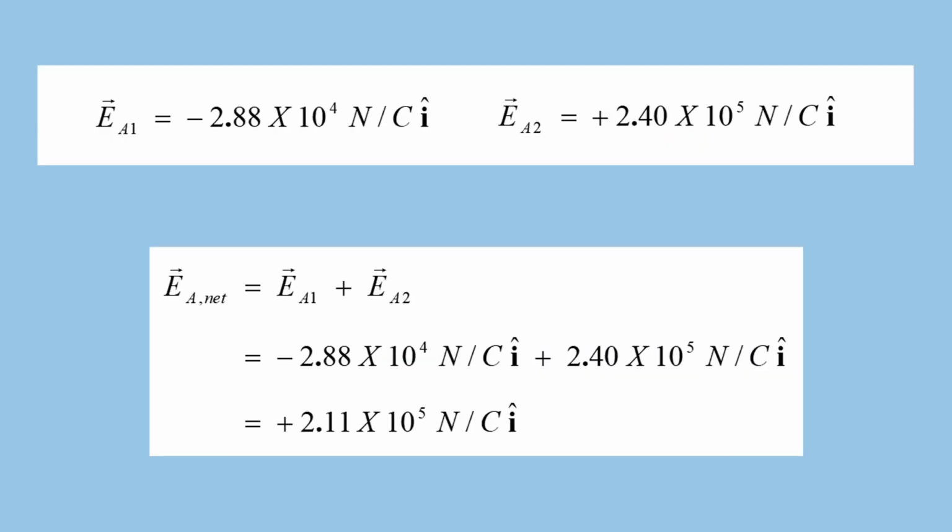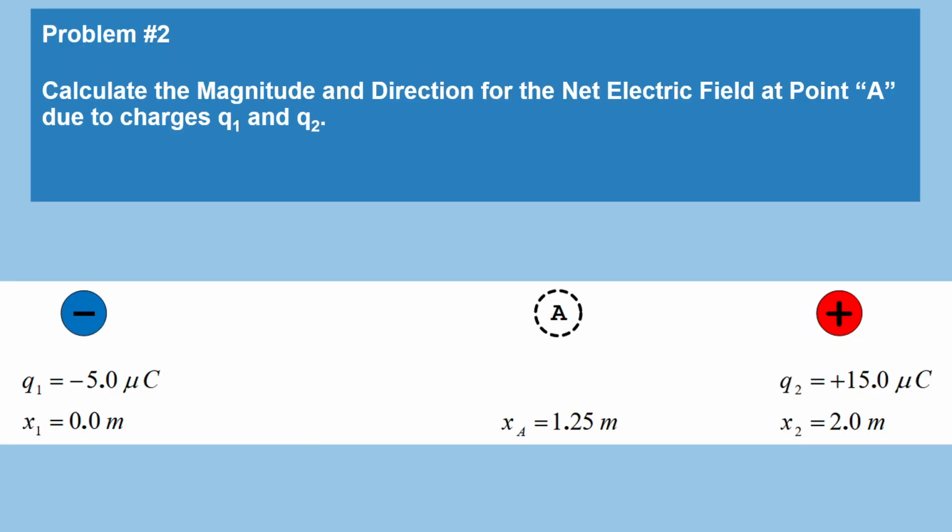Step 5, I calculated the net electric field at point A due to charges Q1 and Q2 to arrive at the following answer: positive 2.11 times 10 to the fifth power Newton per Coulomb, i hat. Now, I will give two more examples without audio commentary.